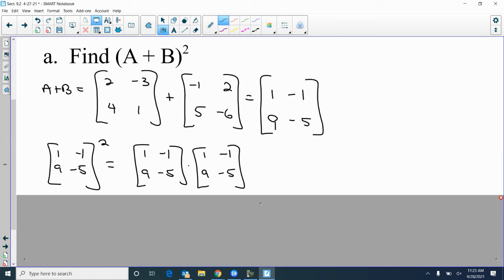So think about this, they're both 2 by 2, so my answer is going to be a 2 by 2. So first row times first column. 1 times 1 is 1, -1 times 9 is -9, gives me a -8. All right, see what you get for the other three. See, we're okay there on multiplying.